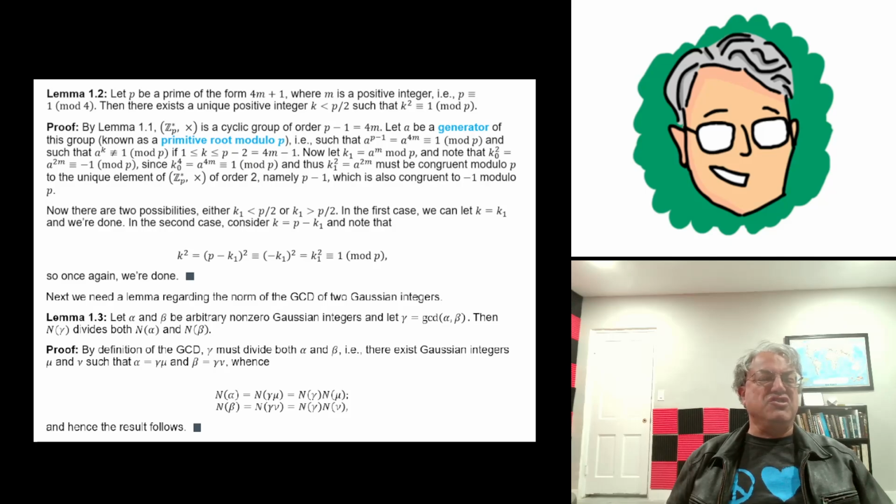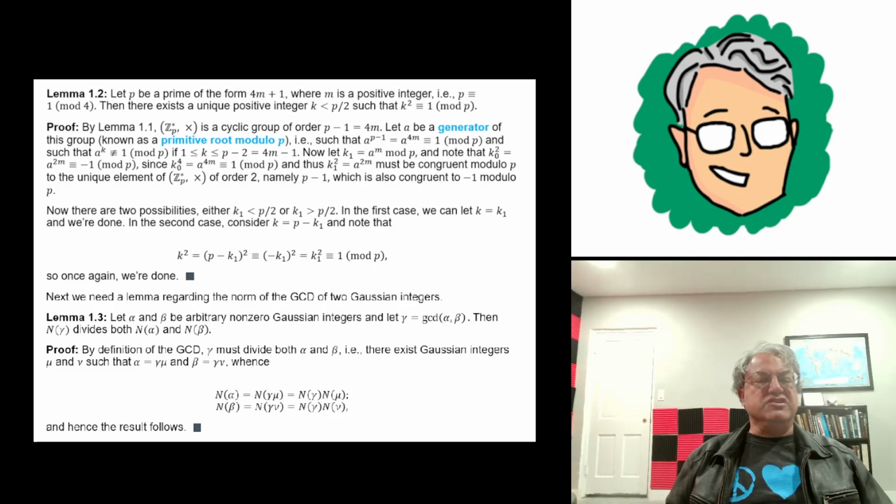single generator, so we just call a the generator of Z_p star. And so we know that there exists such a number a between 1 and p minus 1. It can't be 1 because 1 has order 1. This thing has to have order p minus 1, or 4m. And now we consider a to the mth power. I'm claiming that this number k we're looking for is either a to the m or a to the 3m. If we call it k1, let's say k1 is a to the mth power.